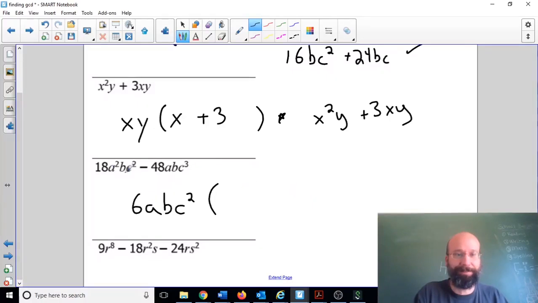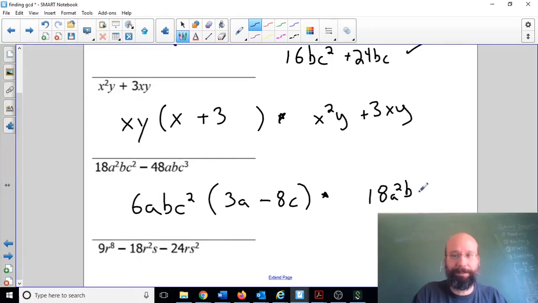Now all we have to do is divide. 18 divided by 6 is 3. A squared divided by a is a. B divided by b cancels. C squared divided by c squared cancels. Negative 48 divided by 6 is negative 8. A divided by a cancels. B divided by b cancels. C cubed divided by c squared is c. So this should be our answer. And if we check by multiplication, 6 times 3 is 18 a squared b c squared. And then negative 48 a b c cubed. So we checked and it's right.